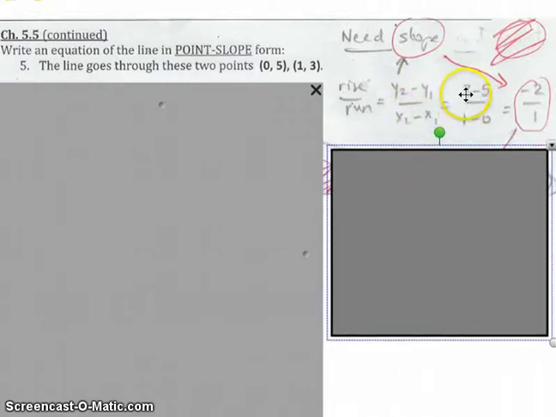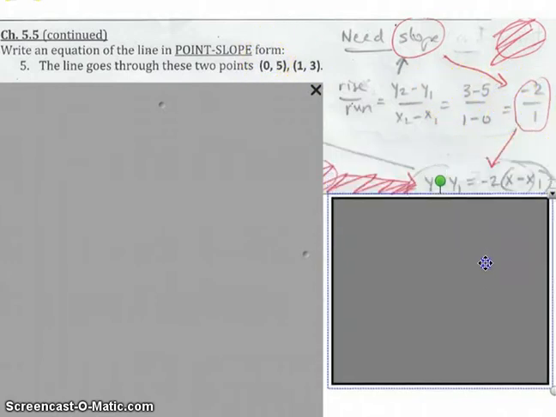Well, that means you're doing 3 minus 5 divided by 1 minus 0. 3 minus 5 is negative 2. 1 minus 0 is 1. And so your slope is negative 2.